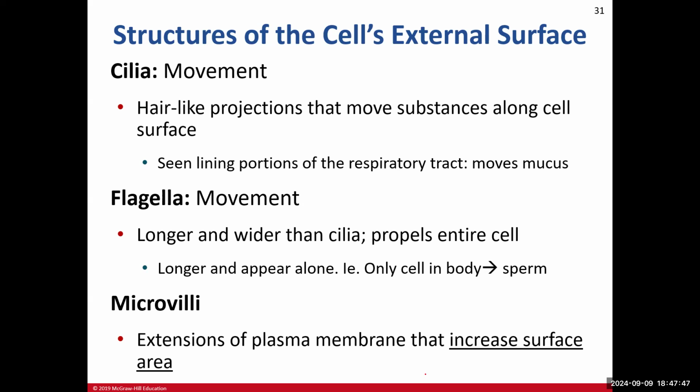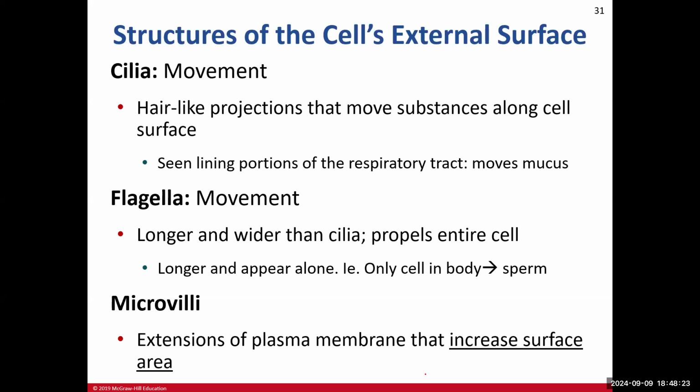But let's start off with the external surface of the cell, the plasma membrane. There are three possible modifications that we can see on the external surface. And we should know all of these because we talked about them briefly in lab class last week. So the first one is the cilia, and those are those hair-like projections that we'll see. And the big thing about cilia is that the cell that has cilia on it does not move. The cilia moves, but the cell stays stationary. And so the cilia move things past the cell.